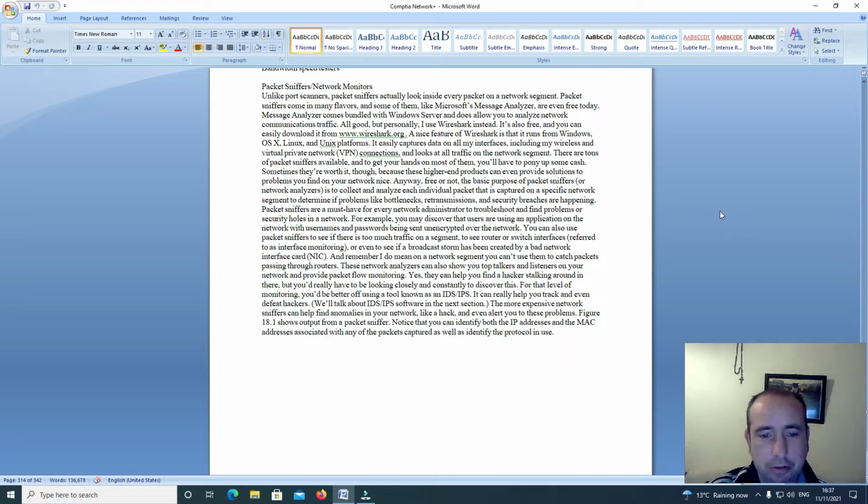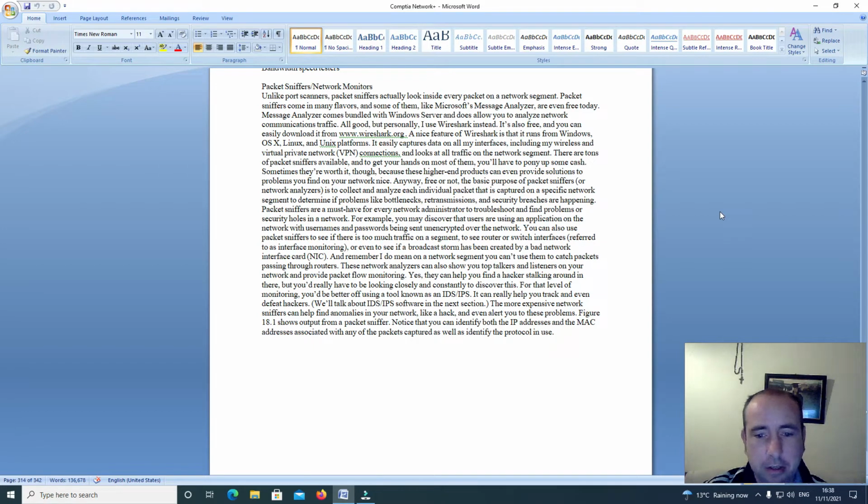You can also use a packet sniffer to see if there is too much traffic on a segment, to see router or switch interfaces, referred to as interface monitoring, or even to see if a broadcast storm has been created by a bad interface network card, NIC. And remember, I mean on a network segment. You can't use them to catch packets passing through routers. These network analyzers can also show you top talkers and listeners on your network and provide packet flow monitoring.